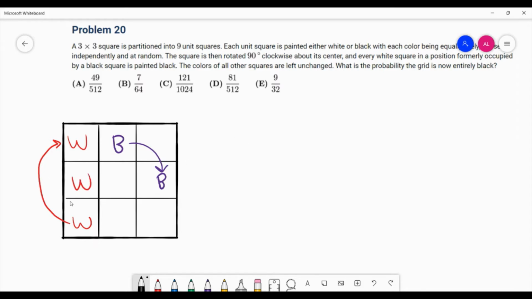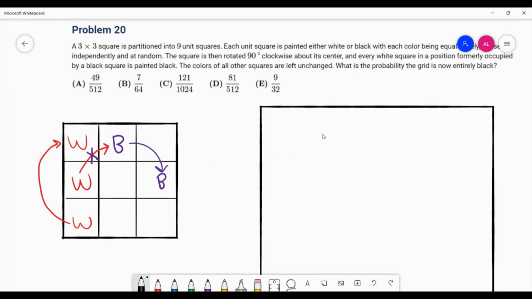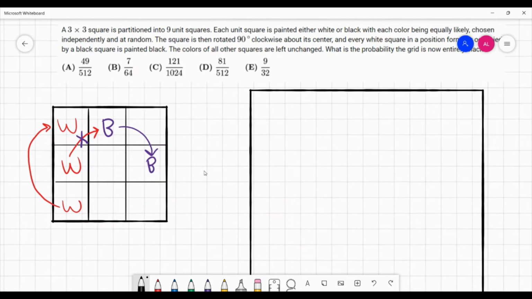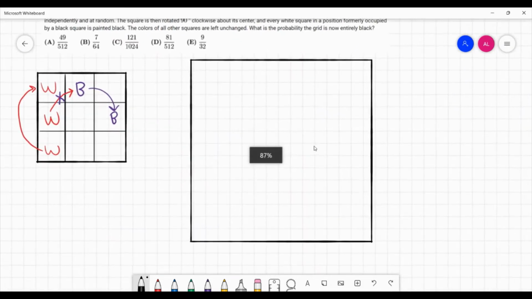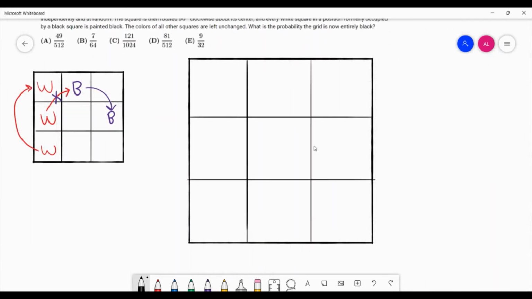But there's a catch. What if this square right here is white? It rotates to this square right here. Now, before we rotated, this square was occupied by a black color. And so this white square will land on the square formerly occupied by a black square, and this white actually gets cancelled out. This square remains black. And so we have to find out what is the probability that the grid is now entirely black. So probability means favorable outcomes over total outcomes.